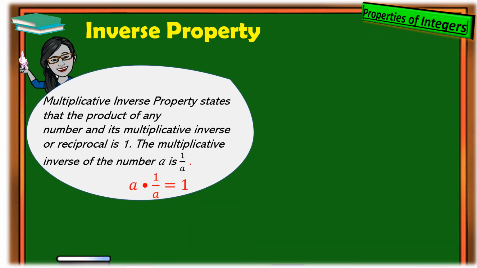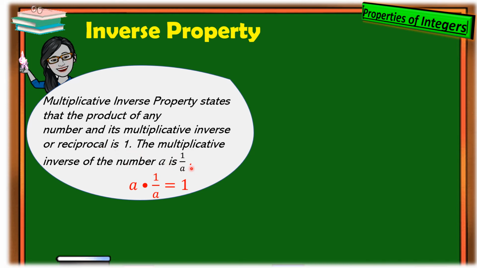Next, inverse property naman para sa multiplication. Ang tawag, multiplicative inverse property. It states that the product of any number and its multiplicative inverse or reciprocal is 1. So, 1 naman ang sagot. Kanina, 0. Puro 0 sa addition. This time, 1 sa multiplication.